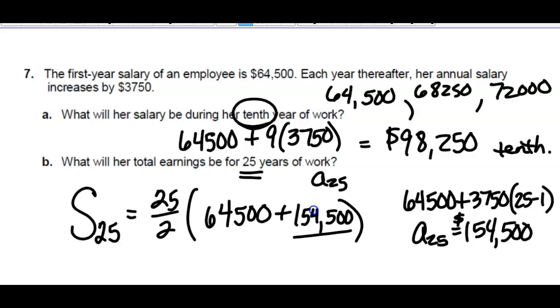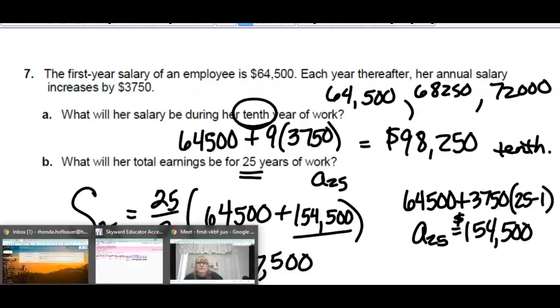So if we add that back into the formula, she made $2,737,500 in those 25 years. Okay?